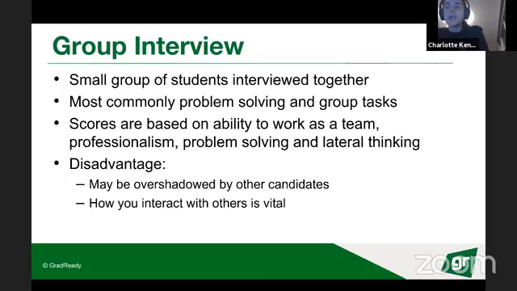So it's an important trait to be able to work as part of a team. They'll grade you on your professionalism, your problem solving, and your lateral thinking. And I guess with group interviews, one of the more important things is to find that balance between showing off what's good about you and your good ideas, and also acting as part of a team and not completely shadowing everyone else.